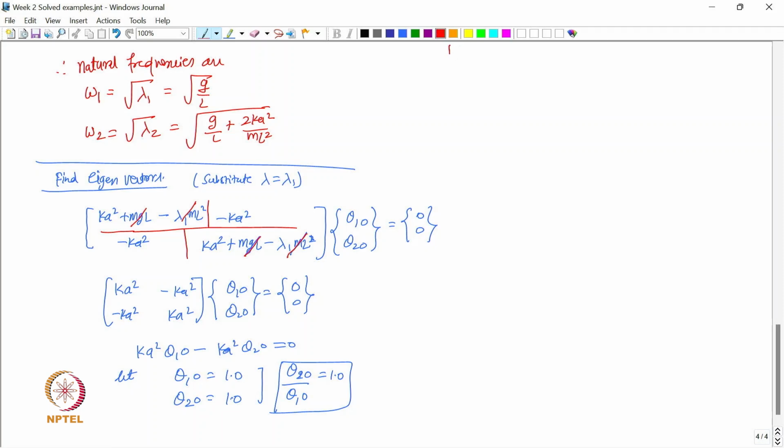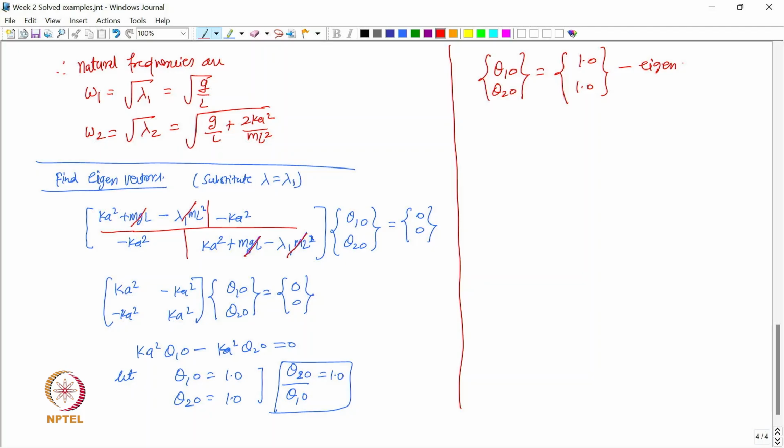So, if I now write here, theta 10, theta 20 I can write as 1, 1, and this is nothing but the eigenvector for the eigenvalue lambda 1, right, and this is also called the mode shape, because here one of the variables is assigned an arbitrary value.